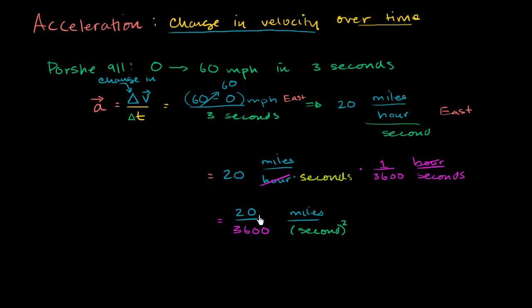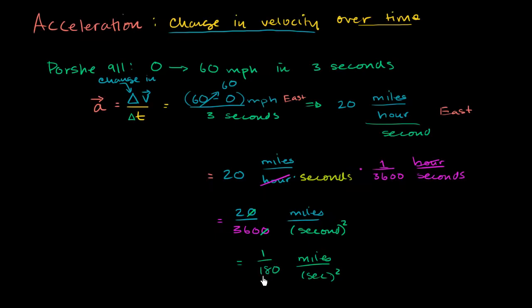Divide the numerator and the denominator by 10. You get 2 over 360. Or this is the same thing as 1 over 180 miles per second squared. I'll just abbreviate it like that. And once again, this doesn't make much sense. 1/180th of a mile, how much is that? You might want to convert it to feet.